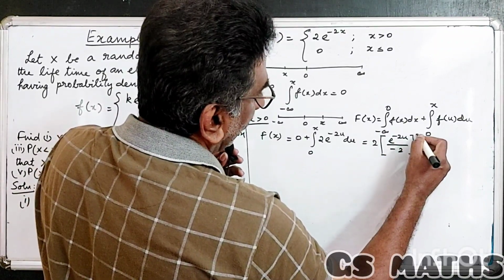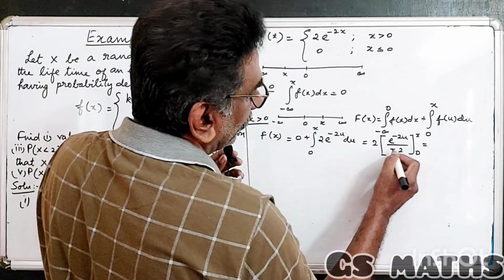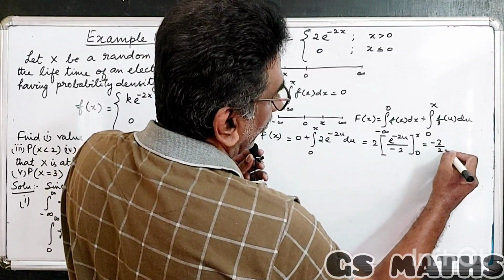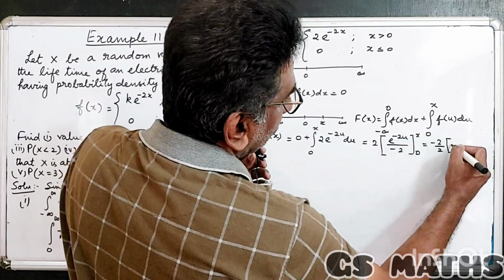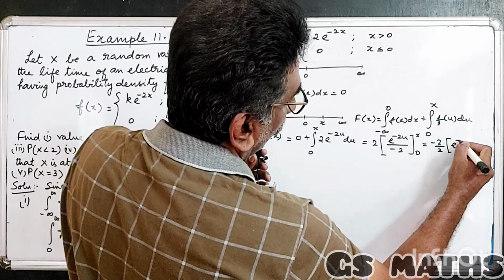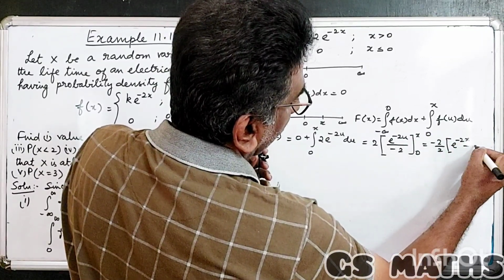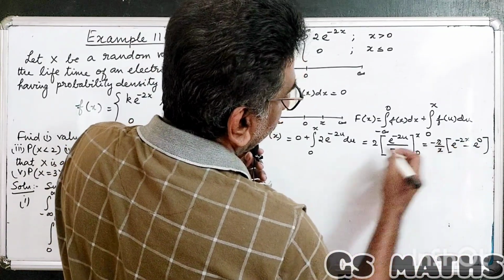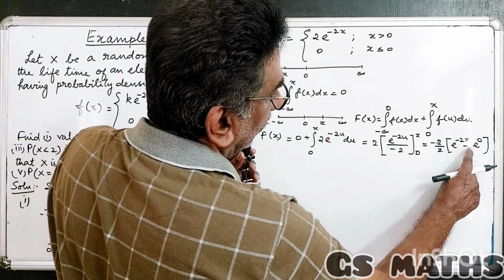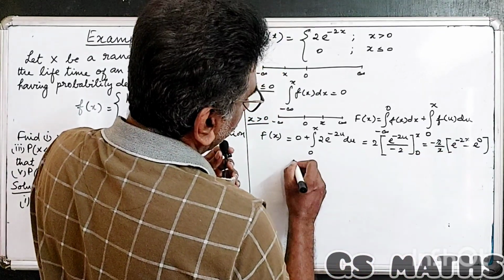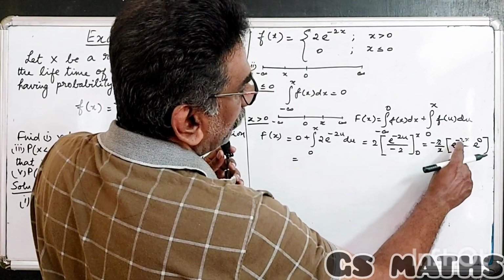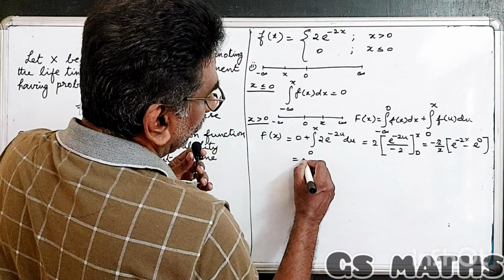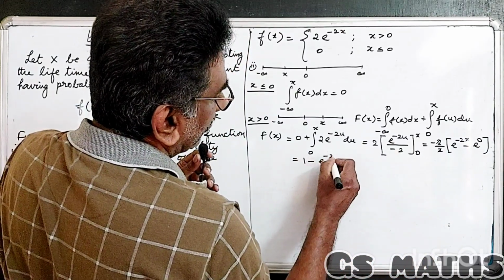The limits are x and 0. I have taken the minus 2 outside and applied the limits. So this is minus 2 by 2 into bracket e power minus 2x, putting x instead of u, minus e power 0. Now 2 gets cancelled. Because of the minus outside, the first term remains minus and the second term becomes plus. The first term is minus e power minus 2x. This becomes plus 1, since any number to the power 0 is 1. So the answer is 1 minus e power minus 2x.